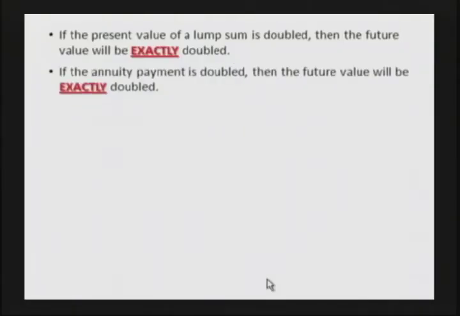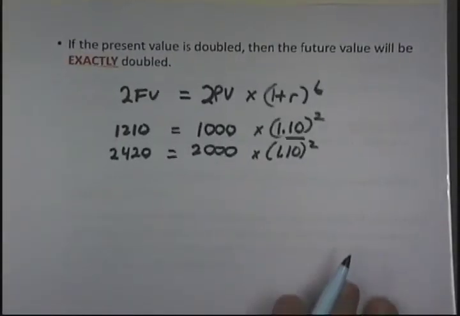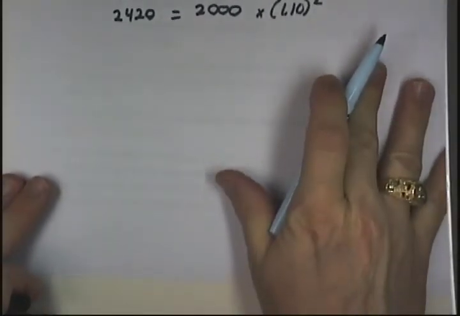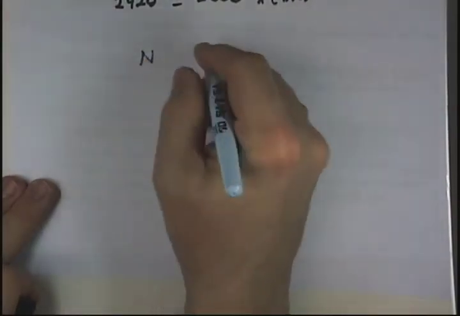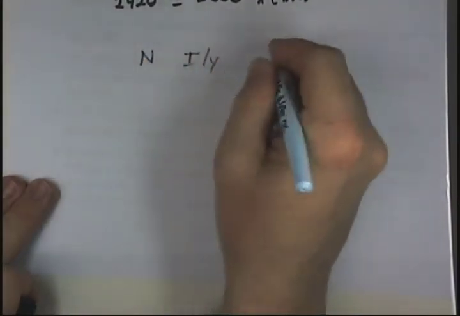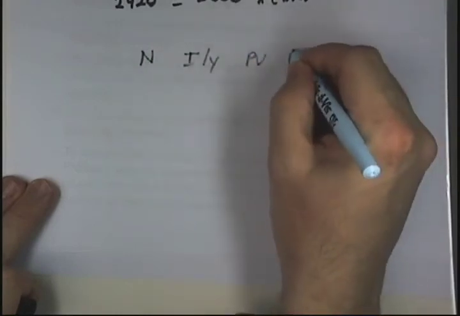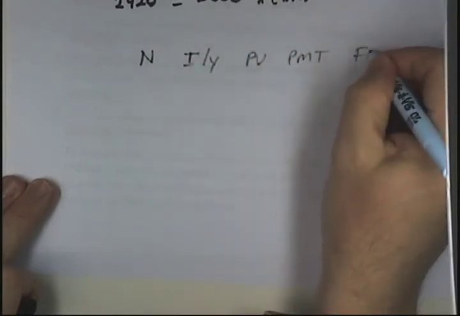If the annuity payment is doubled, then the future value will be exactly doubled. This one is probably best to set up an example for it. Set up an example with some annuity payment amount, and then exactly double that payment amount and keep everything else equal, and see what happens.